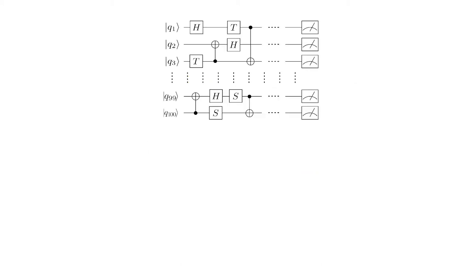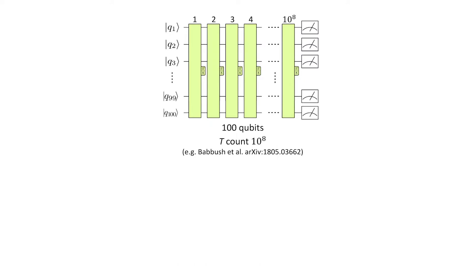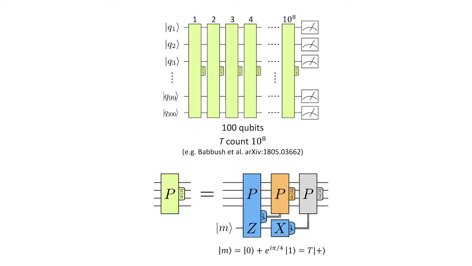So let's say we do this to our 100-qubit quantum circuit, and we find that it's a sequence of 10 to the 8 Pauli product pi over 8 rotations. Now, 100 qubits and 10 to the 8 T-gates, that's, for instance, what Ryan Babbush and co-authors found for classically intractable Hubbard model simulations. So now we need to go through all of these pi over 8 rotations, these Pauli product rotations, but I really only showed you how to do Pauli product measurements. And that's, of course, where magic states enter.